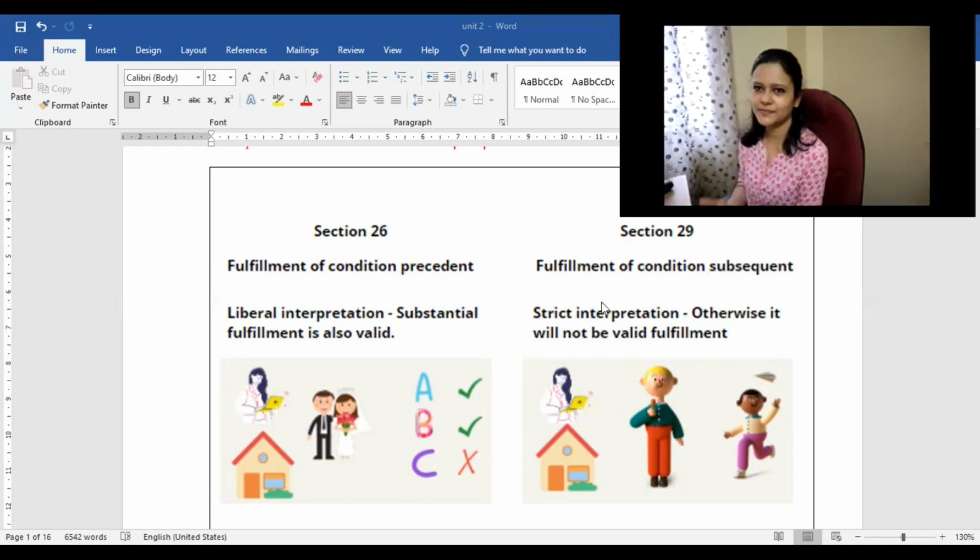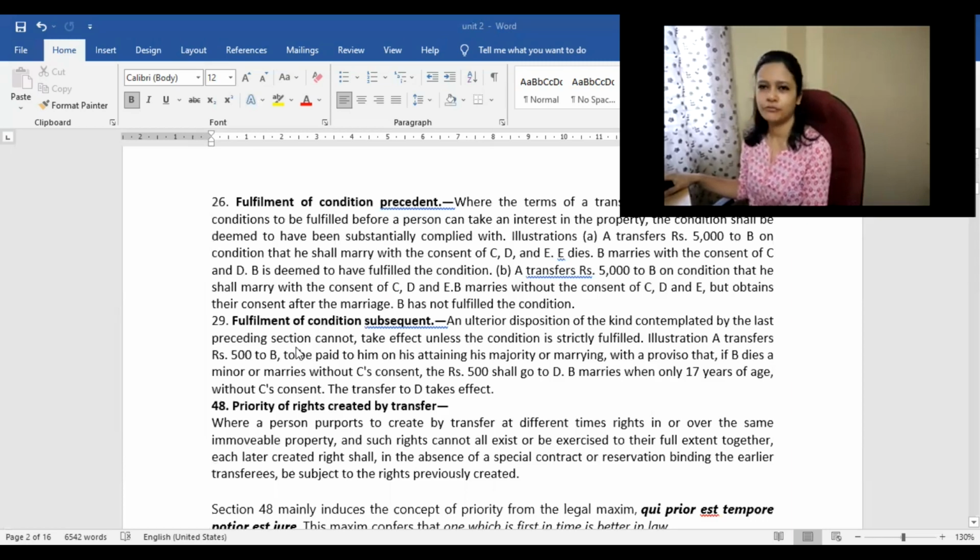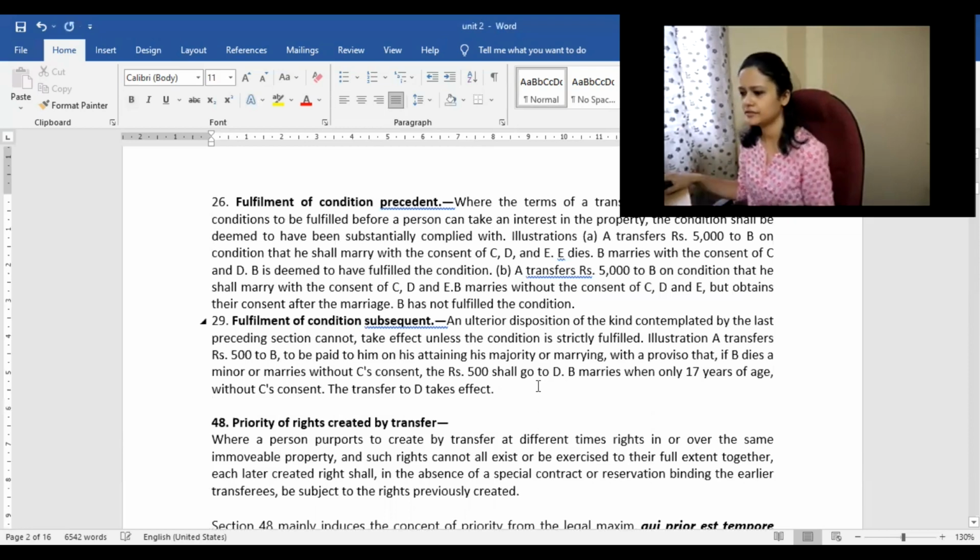So these two concepts are related, right? You cannot just read one part of it. You need to know both sides. I don't know why, but in the syllabus, they have just given one part, like condition subsequent only. But you can anyways know both, right? Because it's related. Section 26 and 29: condition precedent, liberal interpretation; it's okay even if you are fulfilling a substantial part of it. Condition subsequent, strict interpretation; you need to do as mentioned in the condition. And these are the two provisions, the direct provisions. That's fine.